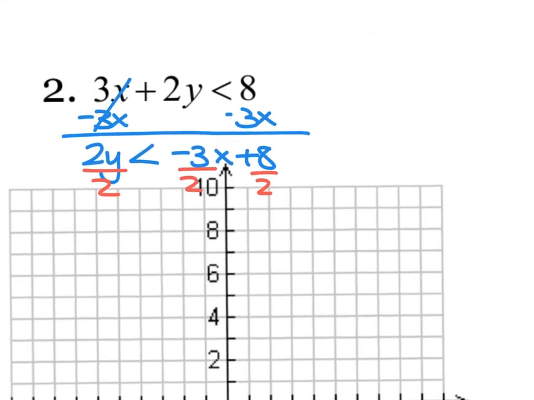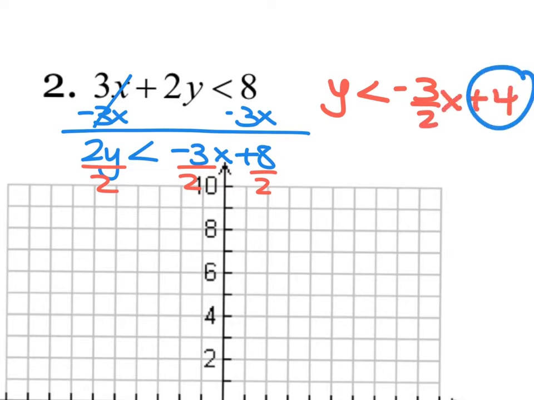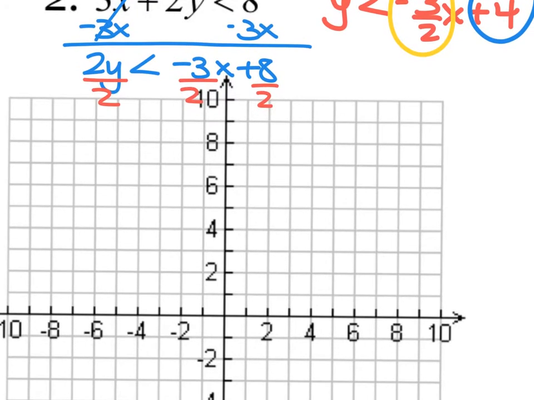We got y is less than negative 3 halves x plus 4, which means my y-intercept is 4. My slope is negative 3 halves. Y-intercept of a positive 4. Let's draw our point. And then we're going to go down 1, 2, 3, right 2. One more. Down 1, 2, 3, right 2.